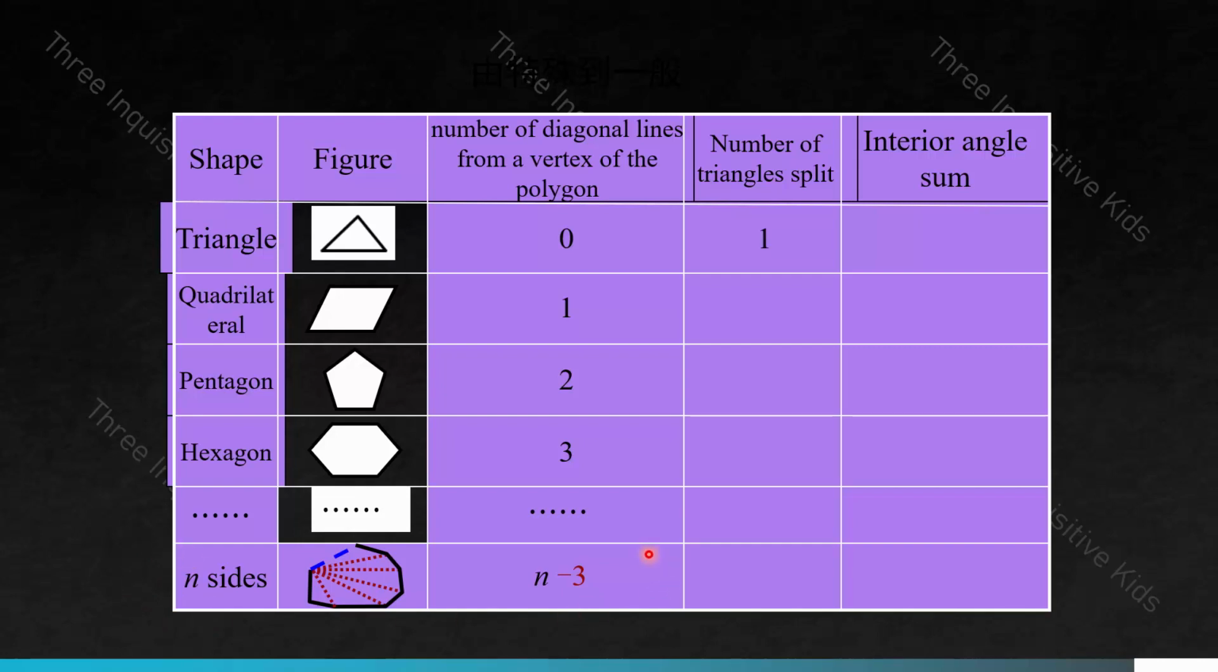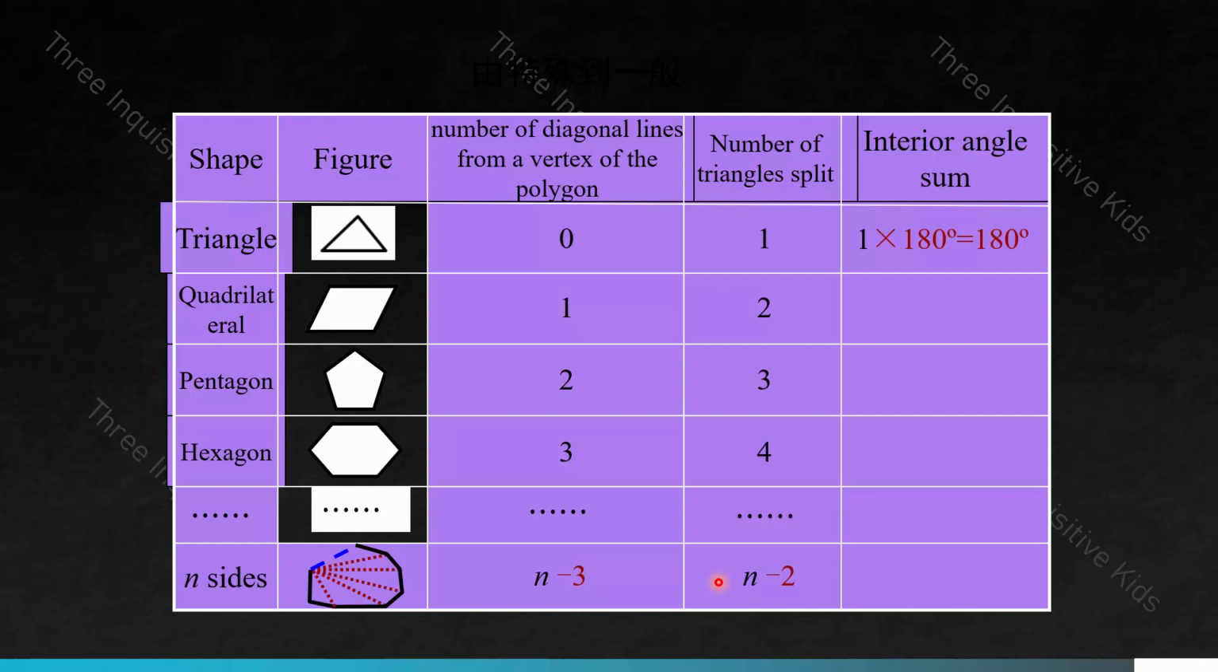In a triangle, how many triangles can it split into? That would be 1. Quadrilateral, that would be 2, because you can connect a diagonal right here and split it into 2. A pentagon, 3, hexagon, 4, so on. And according to this pattern, when you have a polygon with n sides, the number of triangles that you can get split into would be n minus 2 triangles.